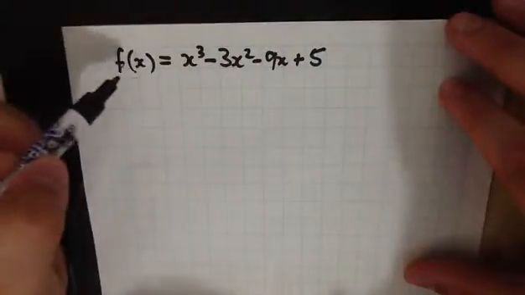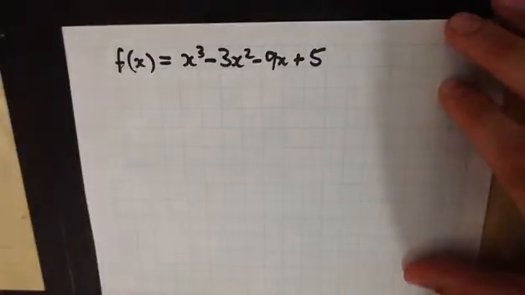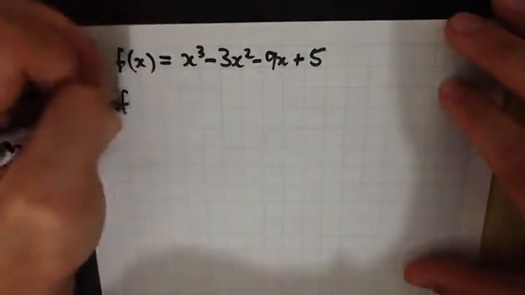Okay, so we want to find and classify all stationary points for this function here. We want to find any local minimums or local maximums. So what you're going to have to do is do a sign diagram of the derivative.